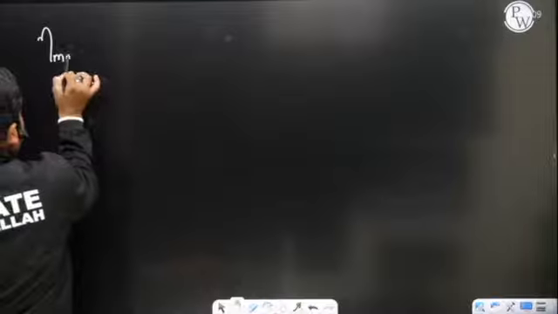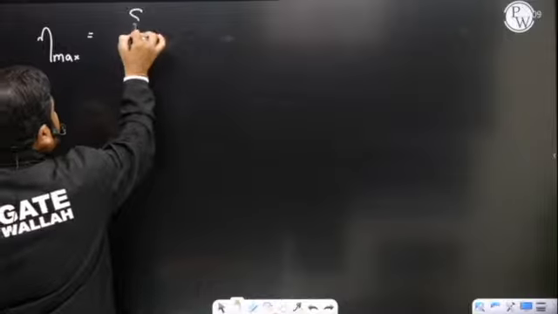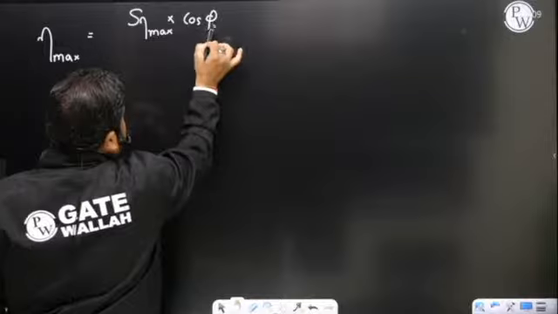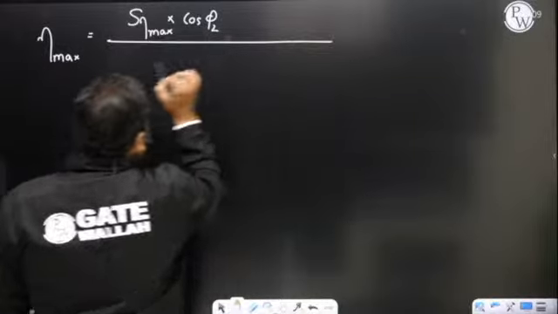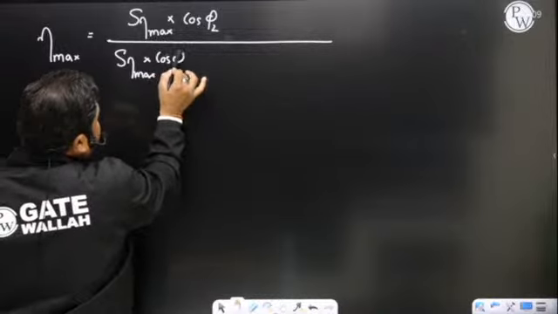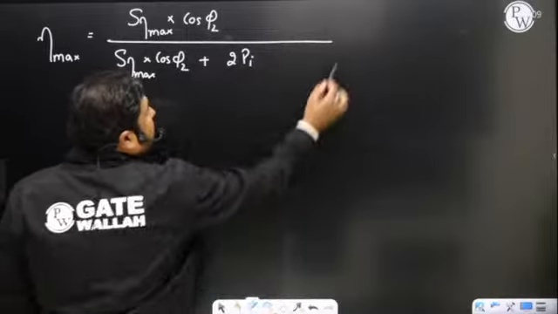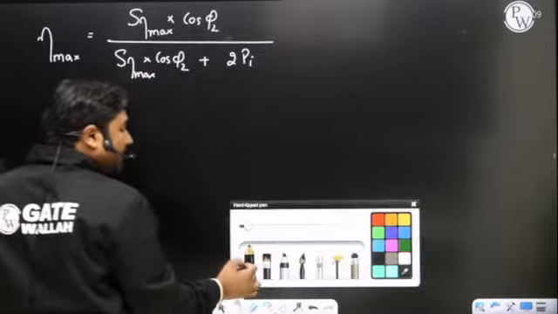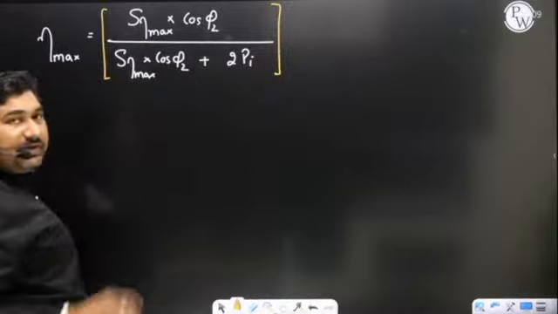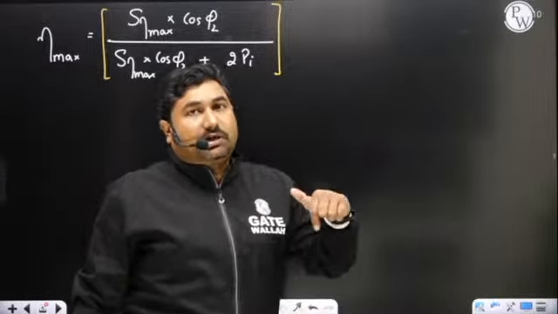Maximum efficiency is kVA at which efficiency is maximum into cos phi 2, in case the power factor is mentioned, upon kVA at which efficiency is maximum into cos phi 2 plus 2Pi. Why am I writing 2Pi? Because PCUFL times X square is equal to Pi. This is the maximum efficiency condition. It means variable copper loss must be equal to constant loss for maximum efficiency.